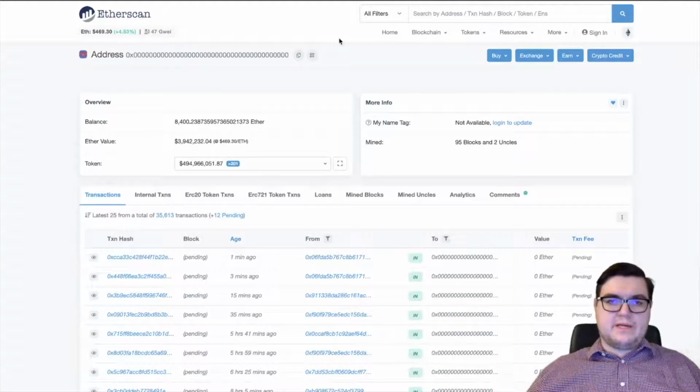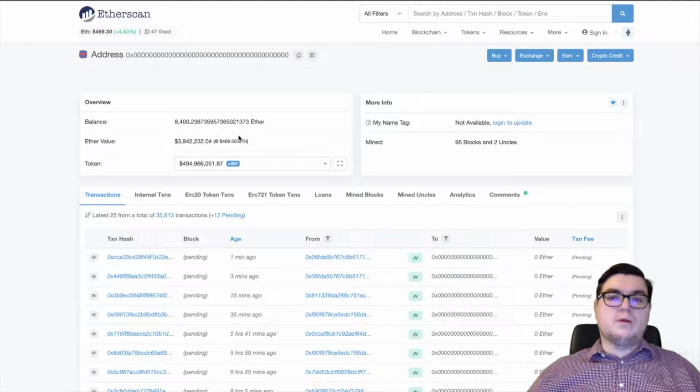0x00000, it's going to keep repeating. Genesis essentially means the very first Ethereum address. This is the main Ethereum address, and the way you can tell is by the ether value. All right, so we have 4 million bucks in here. There's 8,400 Ethereum, and the total token value is nearly 500 million.